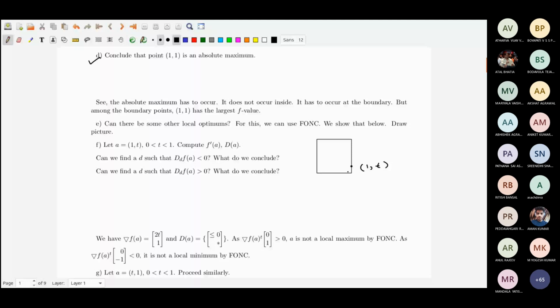So, what does FONC say? Now, in order to consider FONC, the first thing you have to do is write grad f at A. So if this is the point A, grad f at A, that was what? That was (2xy, x square), and A is (1, t), so that would be equal to (2t, 1). That is the grad f at A.